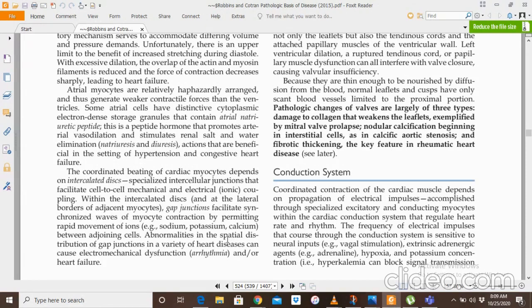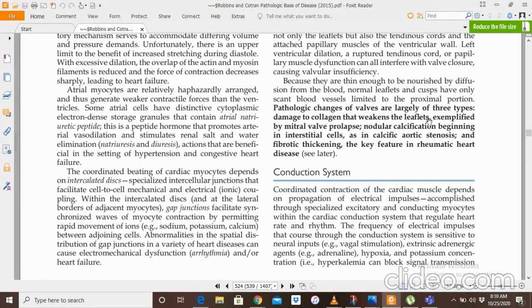They are thin enough to be nourished by diffusion from the blood. Normal leaflets and cusps have only scant blood vessels limited to the proximal portion. Pathologic changes of the valves are largely of three types. One is the calcification of the valve that leads to stenosis. The second is prolapse, when the leaflets and the papillary muscles are not functioning properly, it can lead to prolapse of the valve. And the third is the fibrotic thickening of the valve.